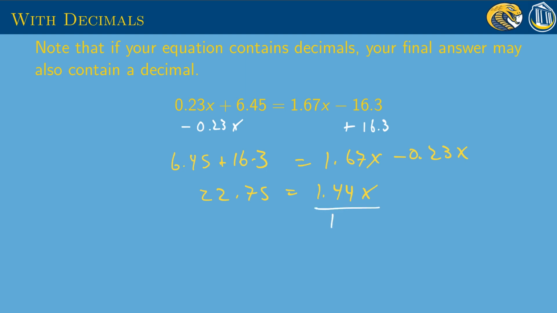We could divide both sides by 1.44. And this is going to be a little messy. It turns out that this decimal is x equals 15.7986111, repeating. Depending on if this is a homework, it might specify the number of digits to put in. So we might say this is 15.8 to 1 decimal place, or 15.80 to 2 decimal places, or more if it asks for more.